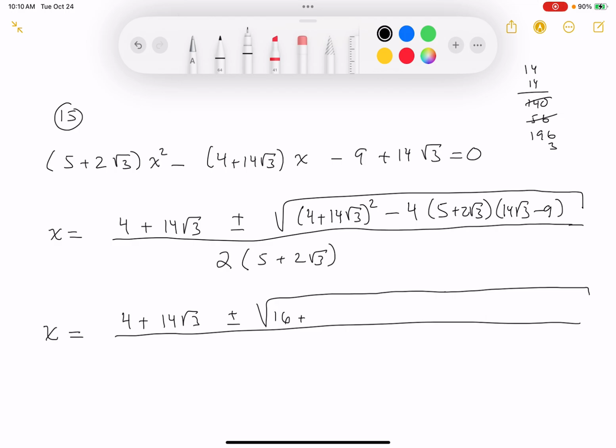because when you square the root 3, you get 3. That's 300. And then 3 times 90 is 270. And 3 times 16 is 48. That's going to give you 588.